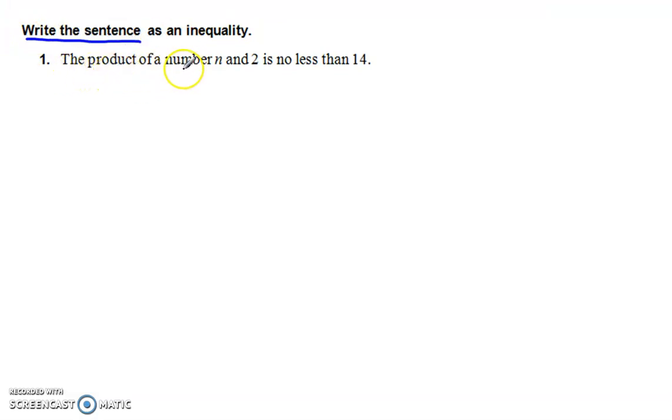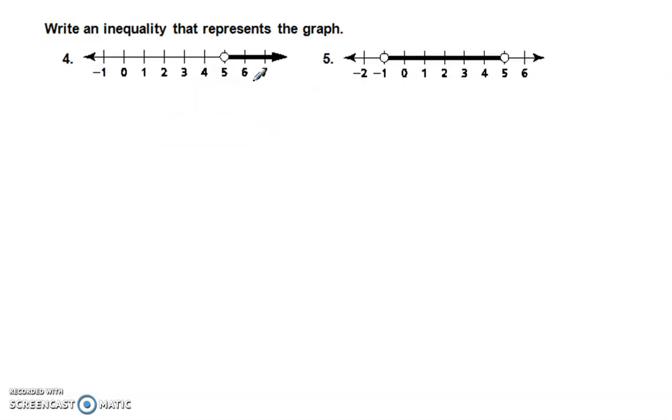Product means multiplication of a number n and 2. So 2 times n can be written as 2n is no less than. Okay, no less than means it's greater than or equal to 14. It does not say to solve, so this is your answer for number 1.